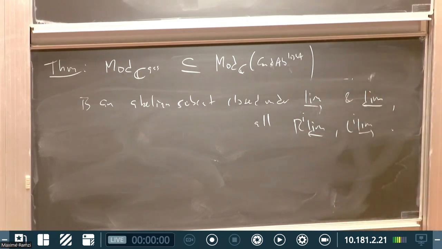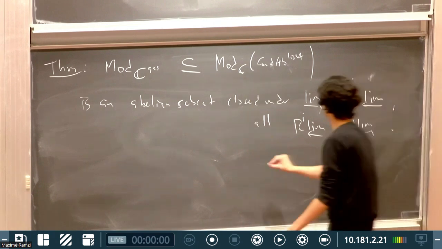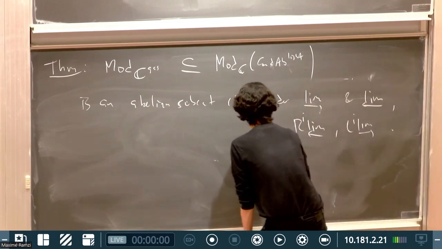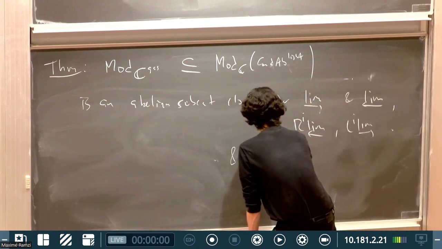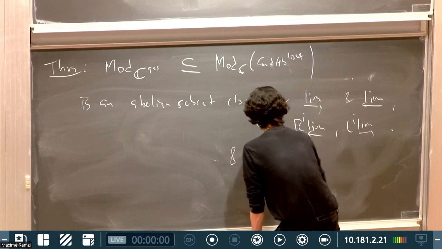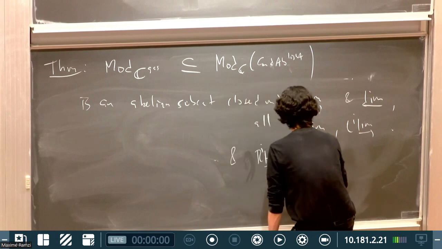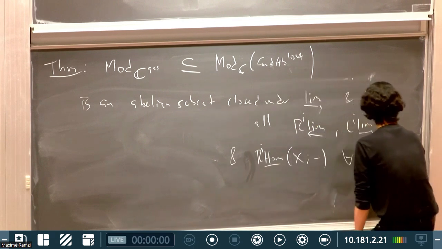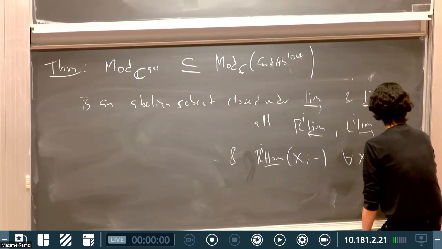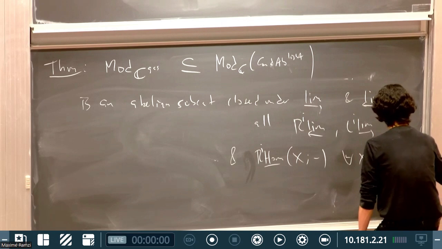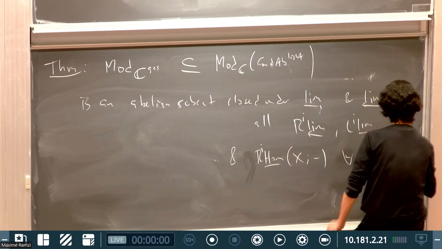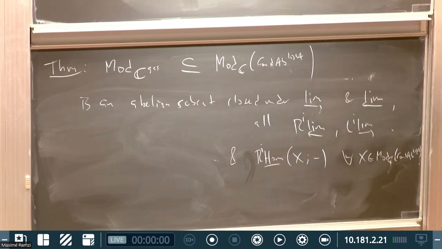And also all internal Homs, even derived, for any x. So for all x in Mod C, condensed Ab. So it's got any kind of closure property you might imagine, except closure under tensor product.